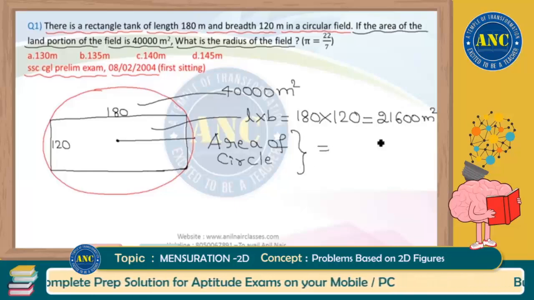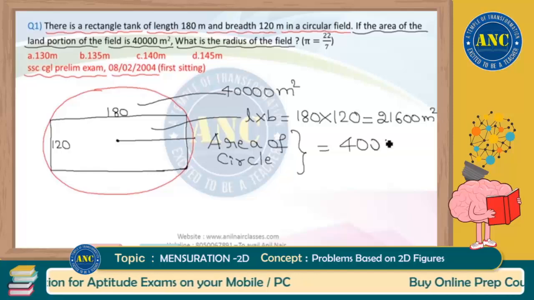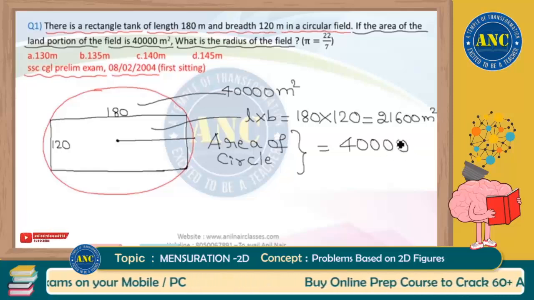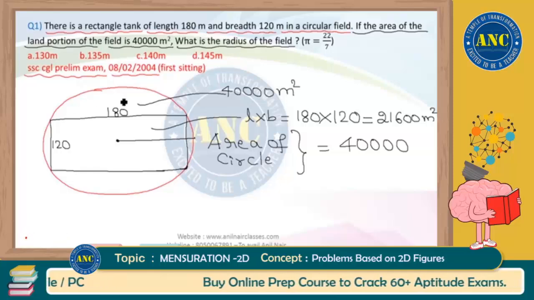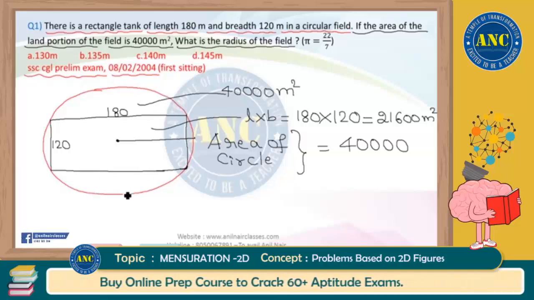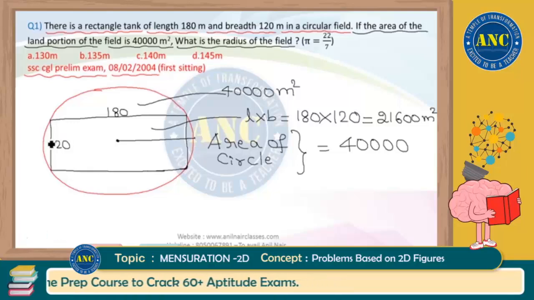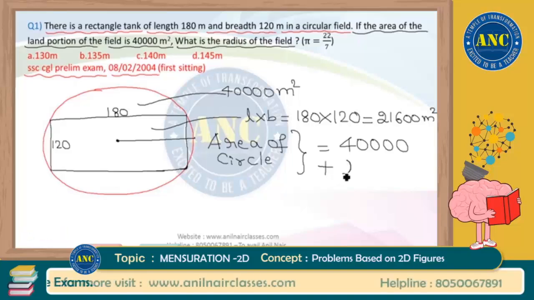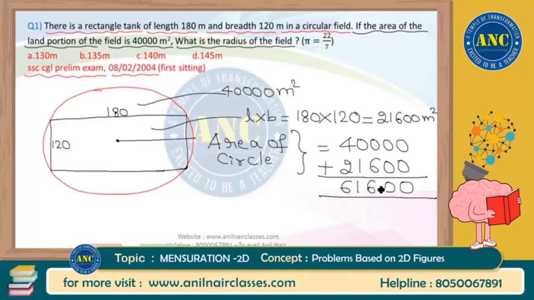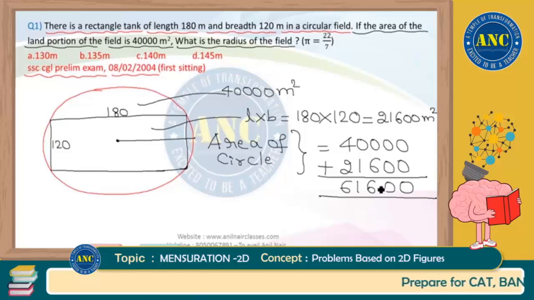It is given in the question that 40,000 meter square is the area of land portion. That means this entire blank space, other than the rectangular area, is totally 40,000. And if I include that rectangular area also, 40,000 plus 21,600, it is 61,600. Total area of the entire circle is nothing but land portion area plus the rectangular portion area, which is 61,600.